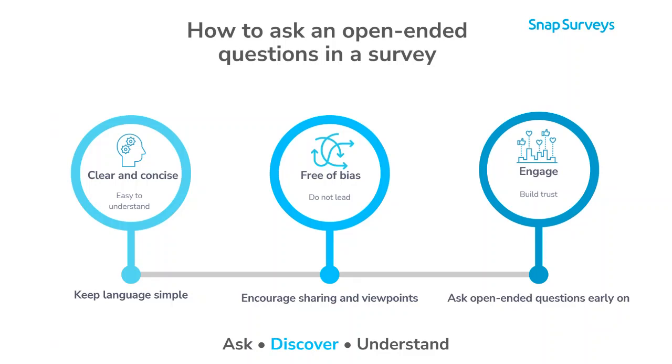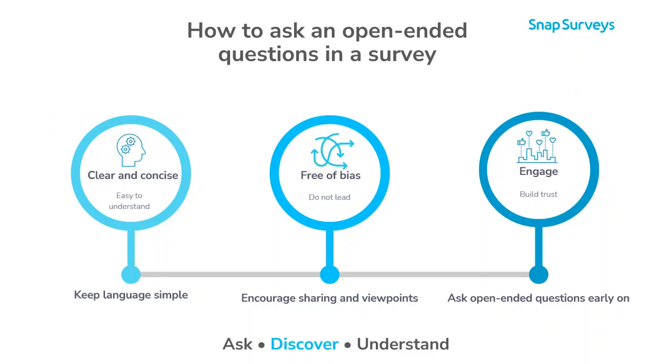So how to ask an open-ended question? There are a few simple rules. One, which is a rule not just for open-ended questions, it's a rule for any kind of question that you're doing, is clear and concise. Make the question easy to understand. Keep your language simple, and don't make them have to puzzle over what it is you're asking them. So being clear and concise is really important.